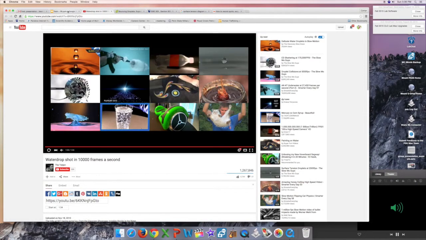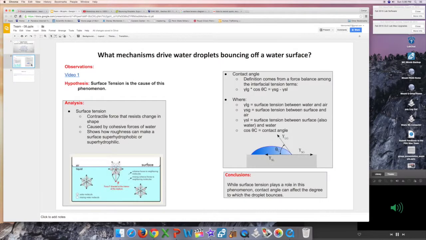Based on observations made in the video, we feel that surface tension is the main cause of why the water droplets bounce when they make contact with the surface. So before we look at the mechanism behind the water droplet bouncing, we have to first take a step back and actually analyze what surface tension is. It's a contractile force that resists change in shape, and for our case, the water droplets form the shape of a sphere to minimize the energy that's being released every time it bounces.